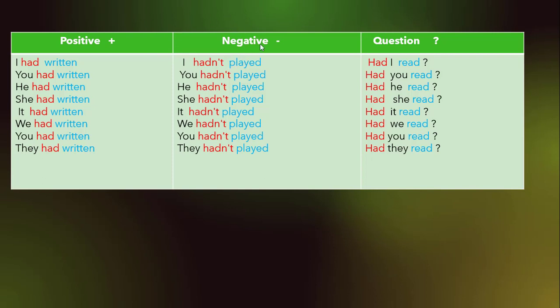Then we have negative form. For negative form we have hadn't plus the past participle of the verb play, which is played. So here we can say I hadn't played, you hadn't played, he hadn't played, she hadn't played, it hadn't played, we hadn't played, you hadn't played, they hadn't played.